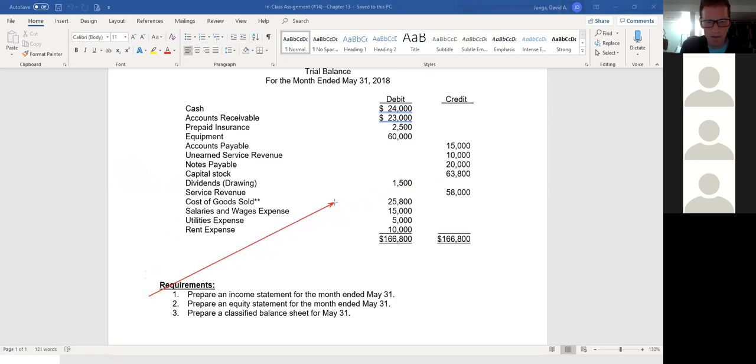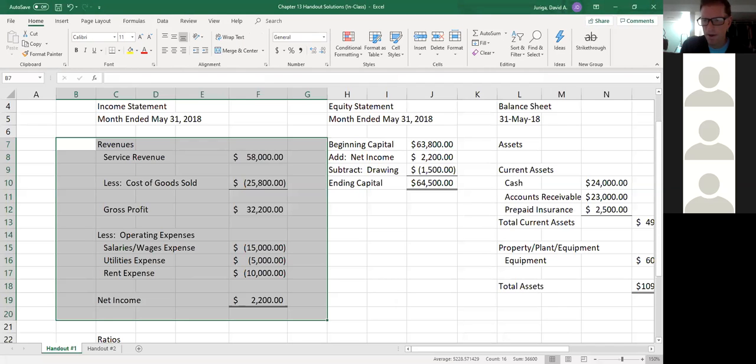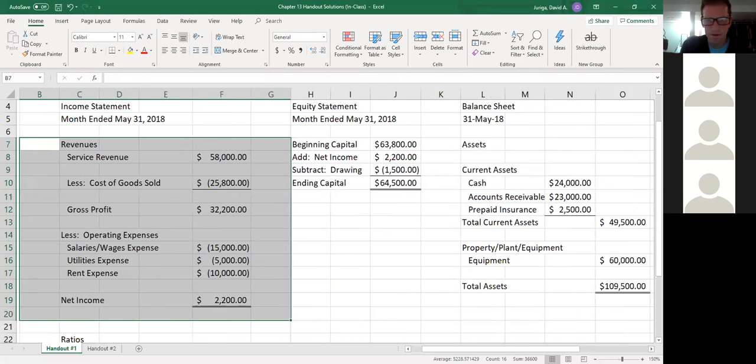And then we know we've got the net income. We've got the income statement done already. And then the only other thing I'd be looking for is the drawing. And on this handout, where it says dividends in parentheses, that's the drawing. That'll be the other item you would need for the equity statement, which is that 1,500. So if we do that, now I'm going to page over and let's take a look at this thing.